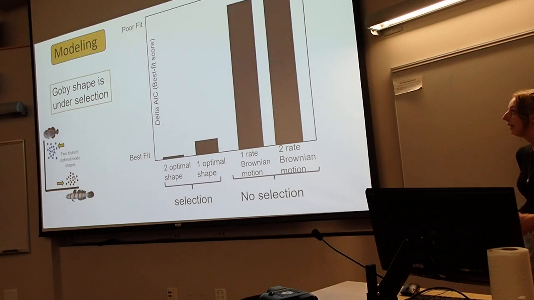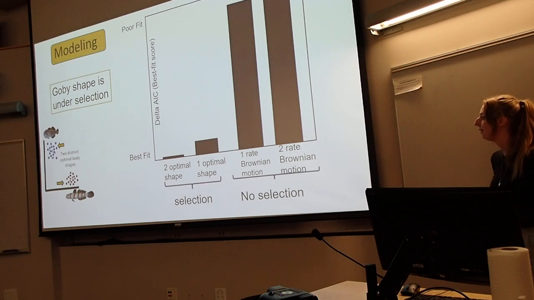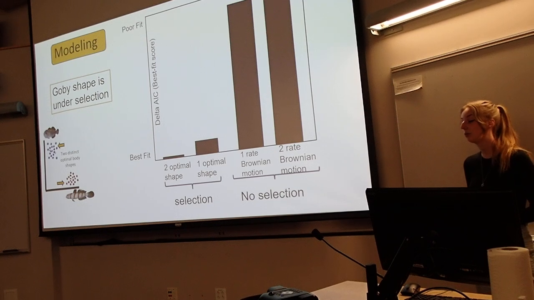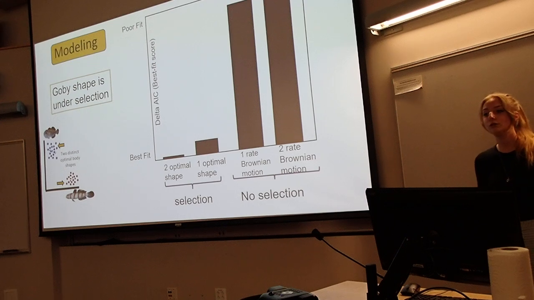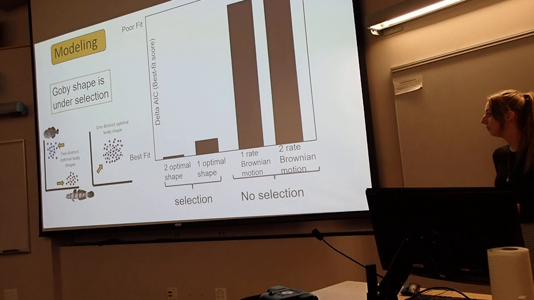So we see this delta AIC score. You can kind of think of this as a best fit score. You want this score to be really low. So we had really low values for the delta AIC for our selective models. And this looks like that two optimum model or single optimum model. The one that fit the best supports our hypothesis that yes, there are two distinct body shapes that selection is pulling gobies towards. You have your shrimp gobies occupying one body space, and then you have your non-shrimp gobies occupying the other. However, we did see that this single optimal body shape also fit equally well.